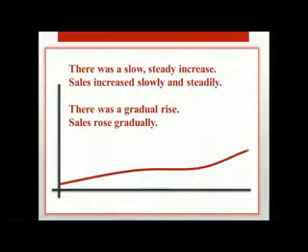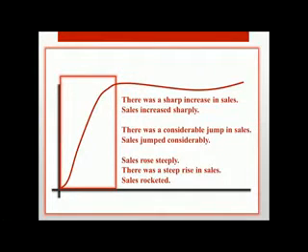Let's look at some examples. There was a slow and steady increase. Sales increased slowly and steadily. There was a gradual rise. Sales rose gradually. There was a sharp increase in sales. Sales increased sharply. There was a considerable jump in sales. Sales jumped considerably. Sales rose steeply. There was a steep rise in sales.